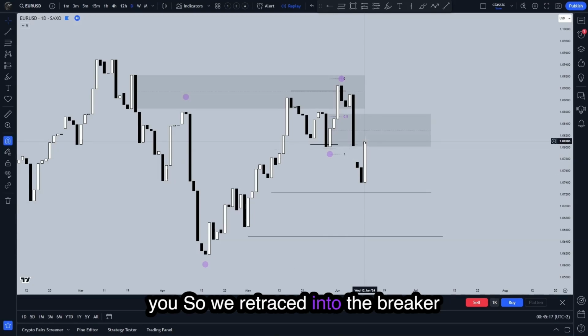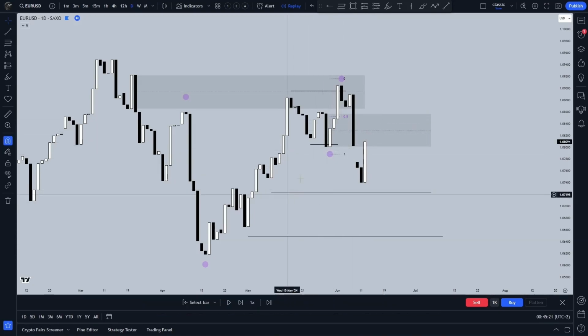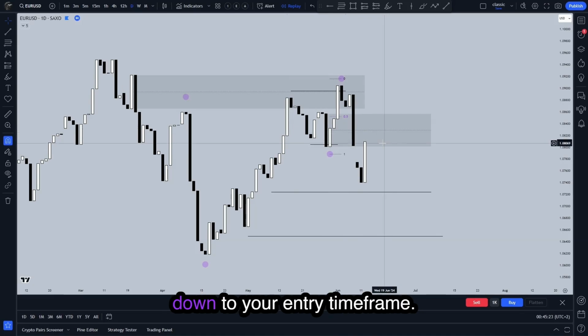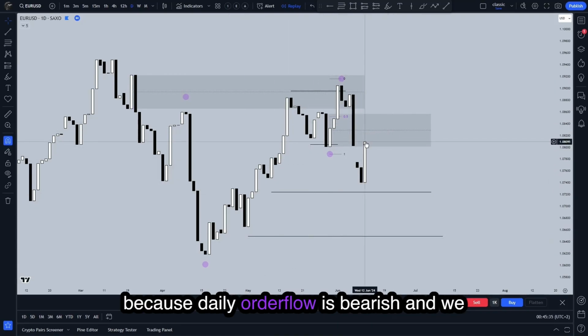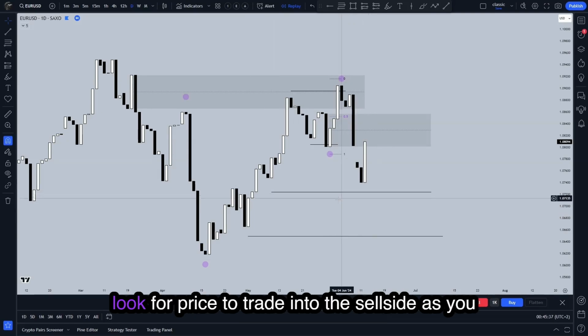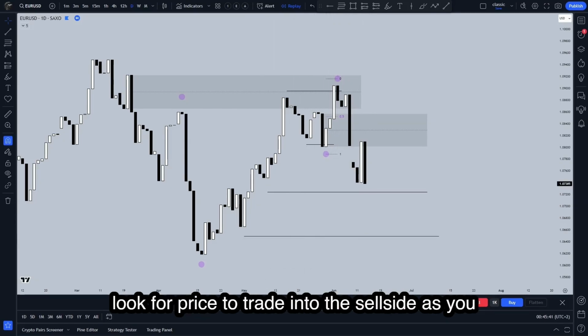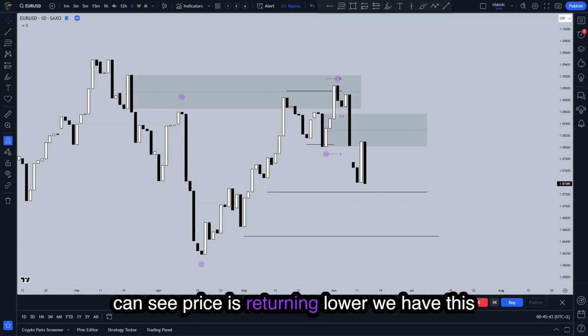So we retraced into the breaker, and that's where you now drop down to your time frame, the H4, the H1, or the M15, whatever time frame you are using. Look for continuation shorts lower. Those daily order flows are bearish, and we look for price to trade into the sell side. As you can see, price is returning lower.